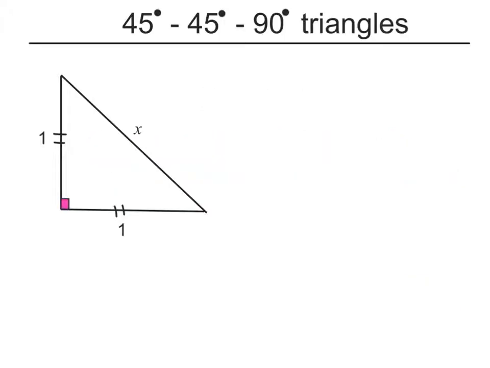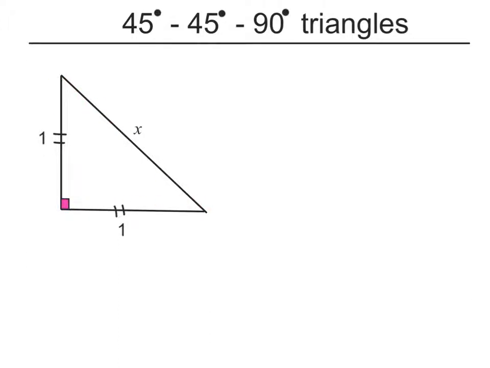In this video, we're going to explore two different special right triangles. The first is the 45-45-90 right triangle. So what does that mean? Well, first of all, the 90 is this right angle right here. And here's what I'm saying: I am saying that this is an isosceles right triangle.